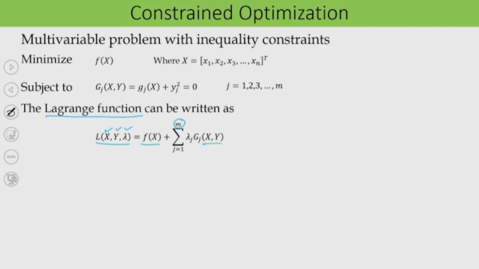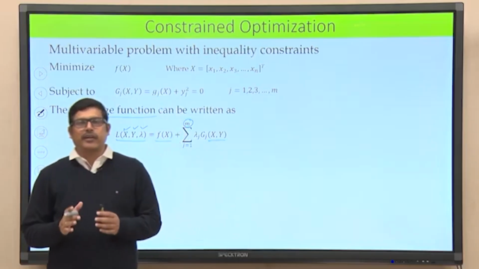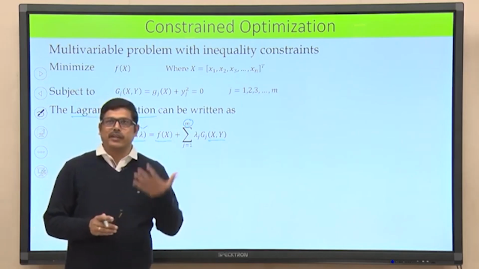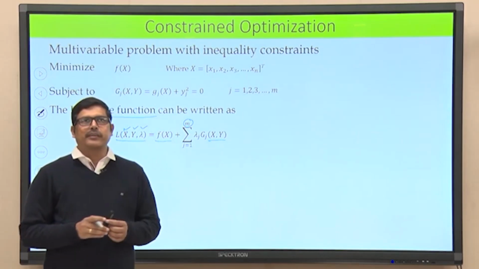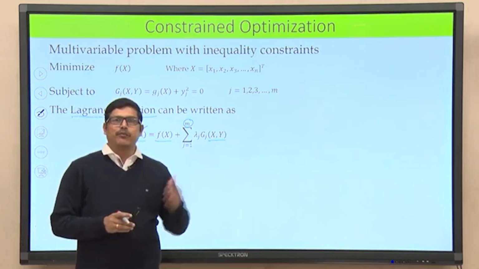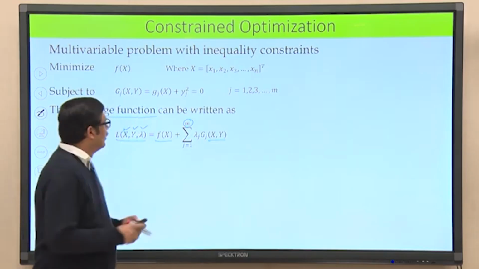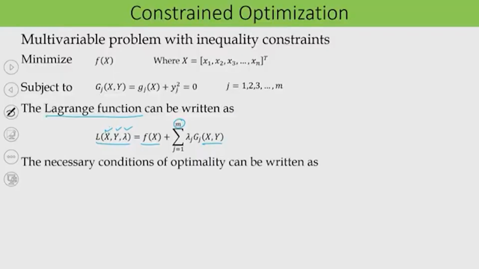So, I am writing the Lagrange function, and now I can apply the necessary condition for optimality to this Lagrange function. What is the necessary condition? The necessary condition is that the partial derivative with respect to each variable should be equal to 0. So, let us do that. If I apply the necessary condition of optimality, I will get these equations.